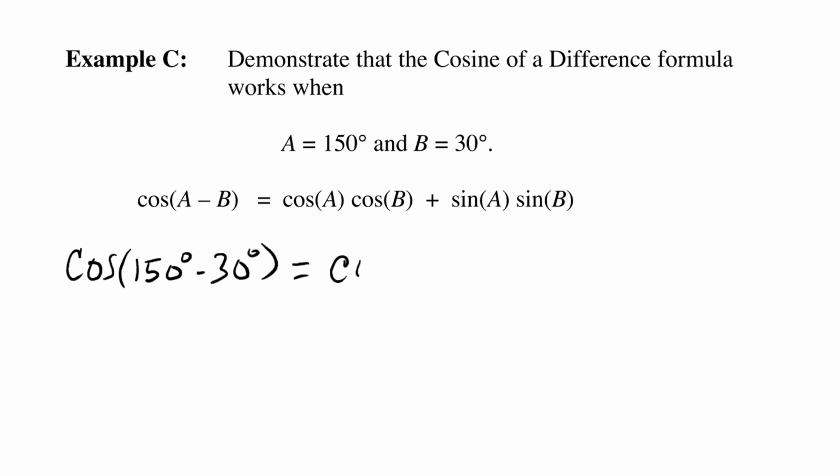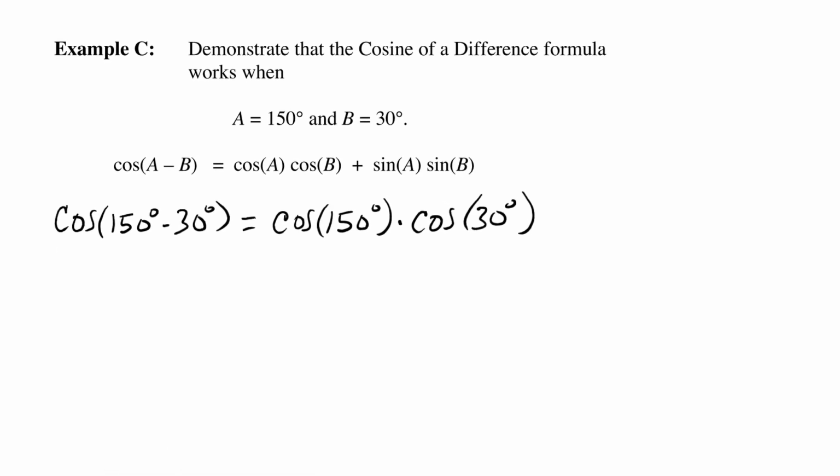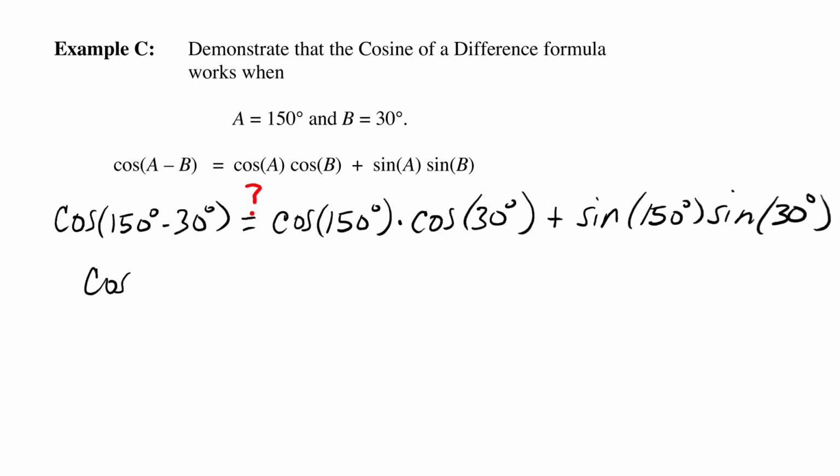It becomes cosine of 150 degrees minus 30 degrees. We're asking the question, is it equal to cosine of A, 150, times cosine of B, cosine 30 degrees, plus the sine of 150 times the sine of 30? What I'm trying to do here is to demonstrate that this formula works for some known values. We're still in question, is it true? I think we're going to find out that it is, but let's just follow this through.